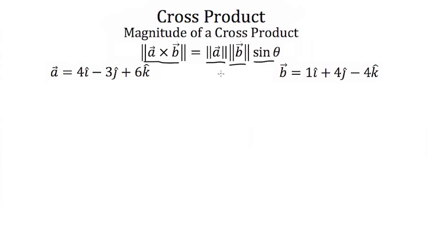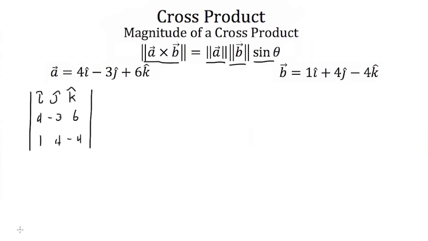Now, if I take the cross product of A and B, I set up my 3x3 matrix. I put my i, my j, and my k in the top. Then the amount it moves in each direction, so 4, -3, and 6. And then my second vector, 1, 4, and -4. And I find the determinant of this 3x3 matrix.